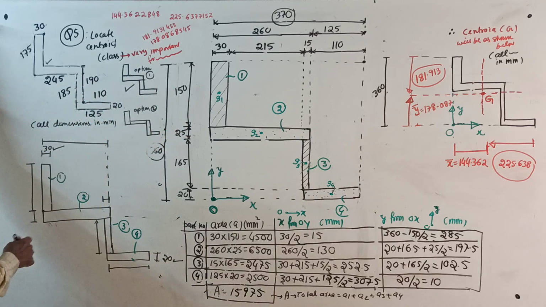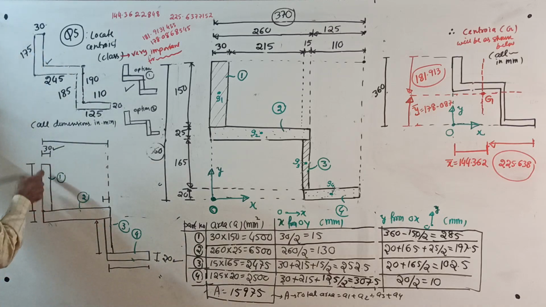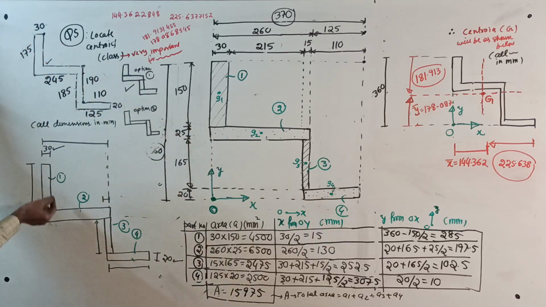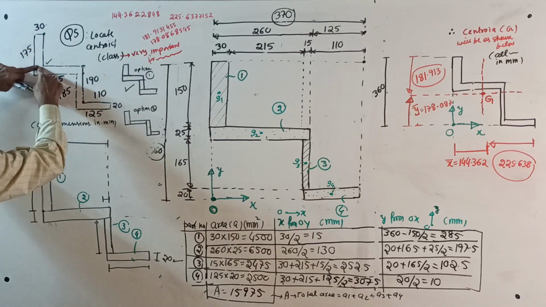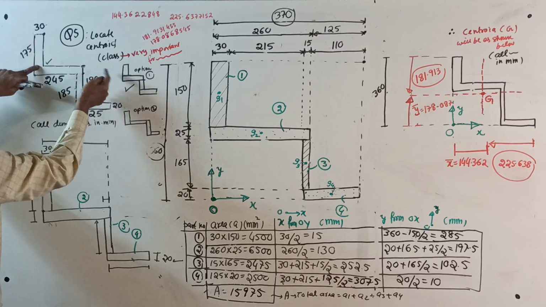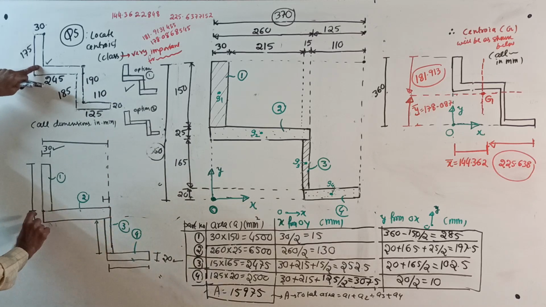Okay, now you require this depth. Depth for 1, the vertical dimension for 1, total is 175. We stopped here. So from here up to here, this distance we want. If you want that distance, you should know the thickness of the second part. If you get this thickness, you can get this dimension.